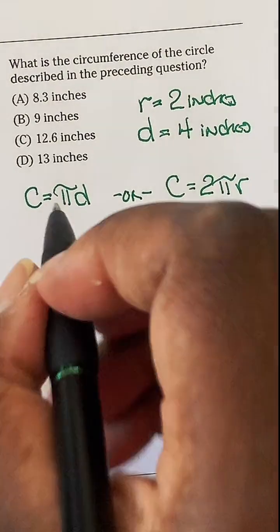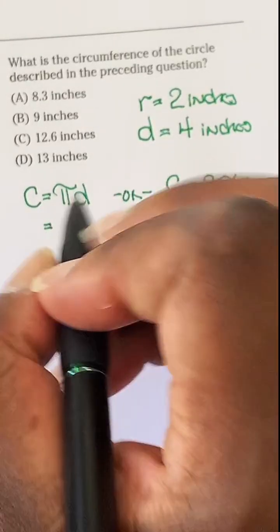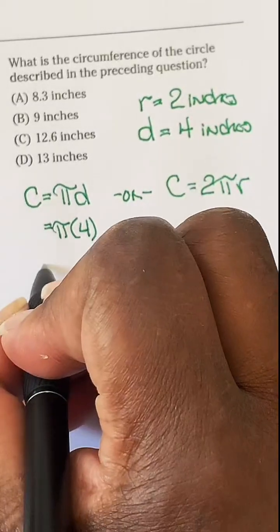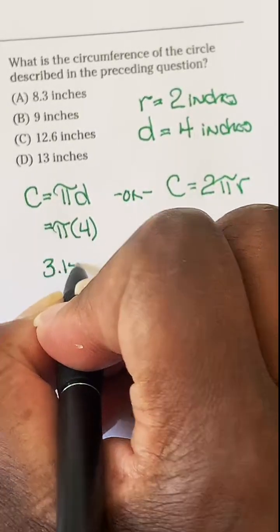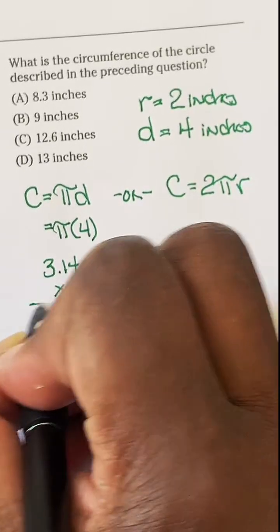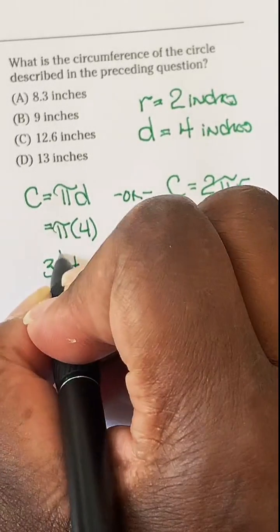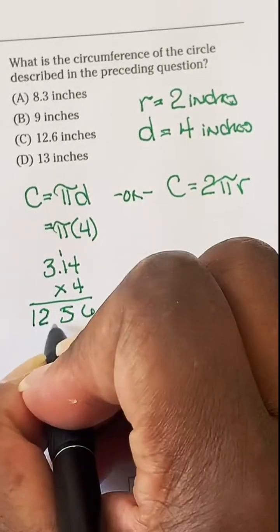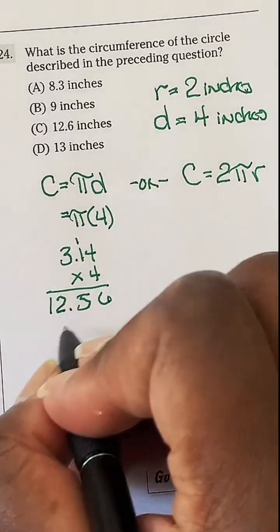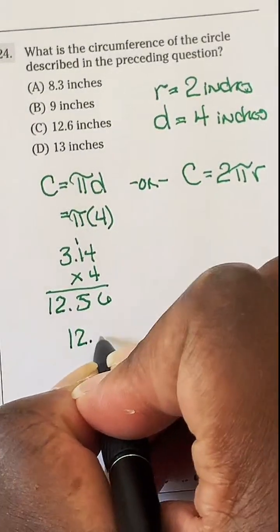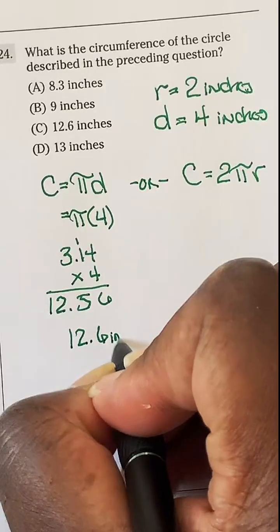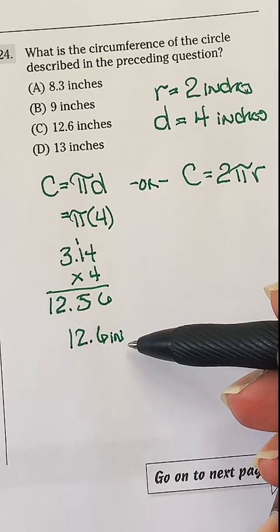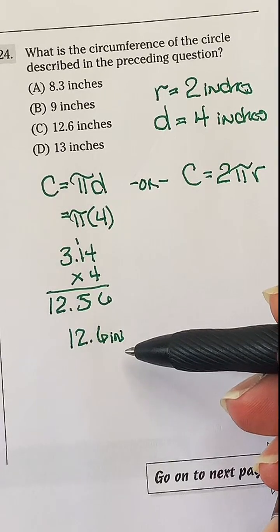Okay? So if you wanted to do it with the diameter, you have your pi times your diameter, which was 4. So that means we're going to use roughly 3.14 times 4. It gives me 16, carry the 1, gives me 5. 4 times 3 gives me 12. And if I wanted to round it, I would have 12.6. And since it's circumference, we're just using inches, not squared inches, just inches.